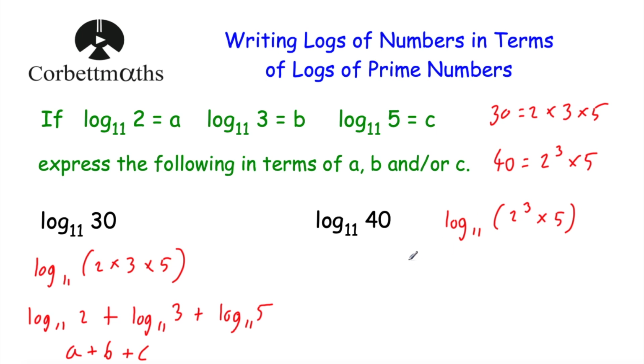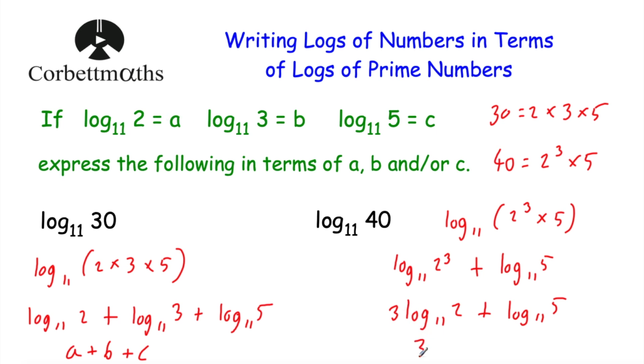Now we're going to split this up. So this would be the log to base 11 of 2 cubed plus the log to base 11 of 5, because remember, if you have the log of AB, that's the log of A plus the log of B, so just splitting this up. Now here, we've got a power, this is 2 cubed, so let's bring the 3 down, so that'll be 3 log to base 11 of 2 plus the log to base 11 of 5. And then finally, we know that the log to base 11 of 2 is equal to a, so this will be 3 times a, so that'll be 3a plus, and then we've got log to base 11 of 5, that's equal to c. So that'll be 3a plus c, and that's it. So the answer would be 3a plus c.